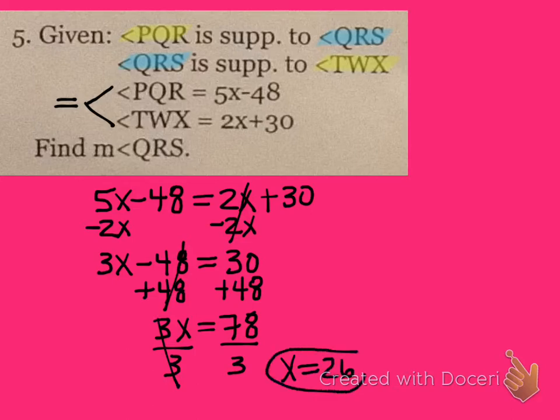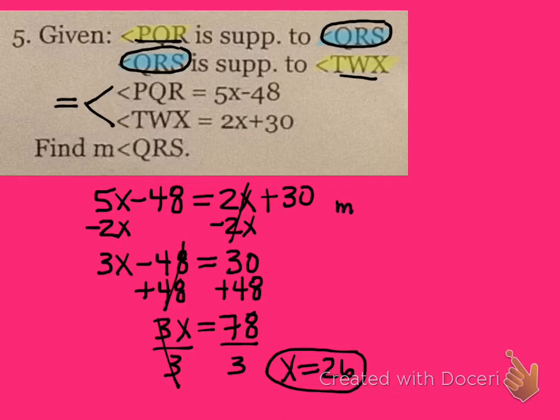So let's think about what this means. This is just the value of x. The question wants to know what's the measure of angle QRS. Well, QRS, remember, is the angle that we added to these 2 guys to equal 180. So if I can figure out how much one of those 2 guys are, and I know that they're both congruent, right? Then I can subtract that measure from 180 to find the measure of angle QRS.